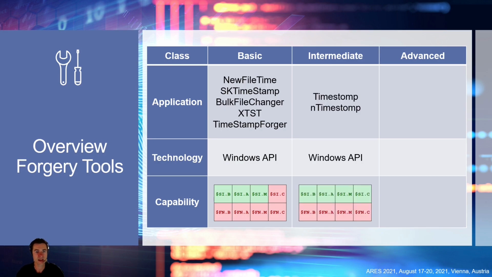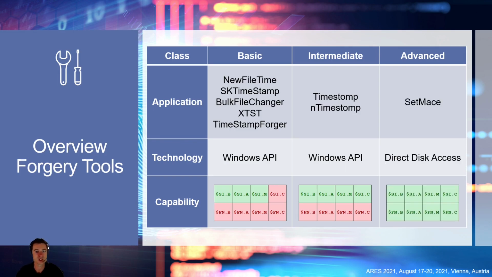The intermediate class consists of timestamp and mtimestamp. Using another available Windows API allows them to alter all timestamps of standard information. But the existing Windows APIs do not support the modification of the FN timestamps directly. To achieve this goal, the advanced tool setMaze utilizes a kernel mode driver to write the tampered values directly into the MFT. With this method, all 8 file timestamps can be altered to any value.